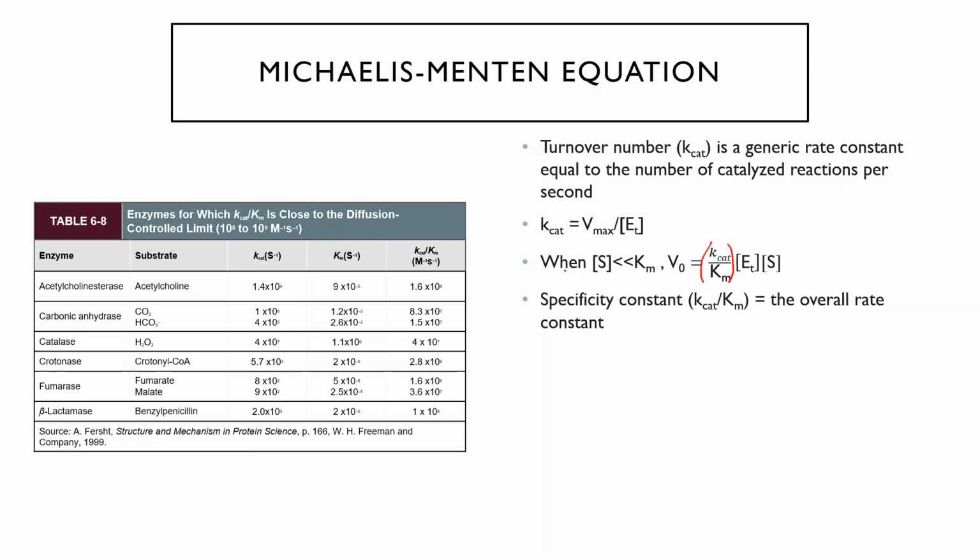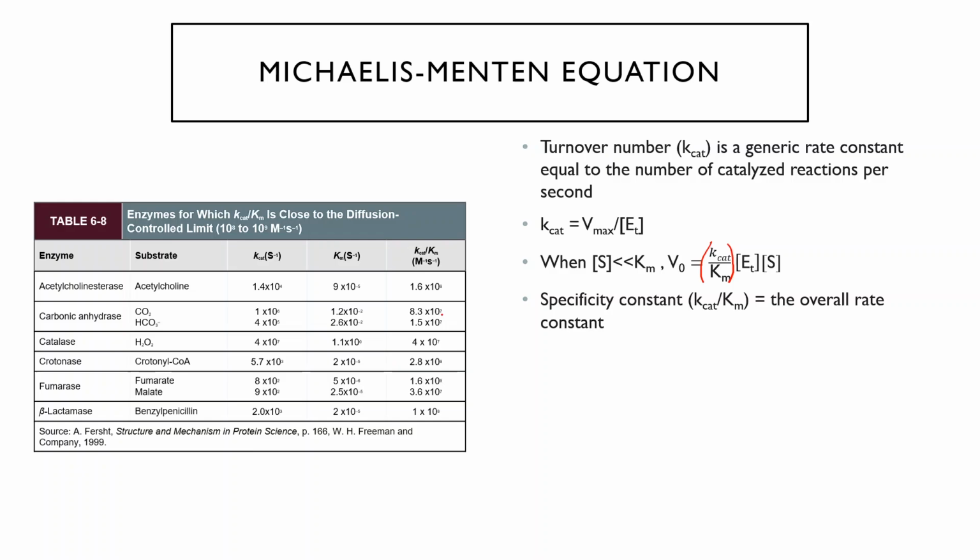And sometimes this ratio is called the overall rate constant. And so you can use this to compare enzymes. So the larger this number, the more effective that enzyme is. And you can see that for most enzymes, a typical rate constant is close to 10 to the 7th, 10 to the 8th, 10 to the 9th per molar per second. And that is usually as high as it can get, because there's an upper limit on how good an enzyme can be, how fast an enzyme can go, or how much it can increase reaction velocity.